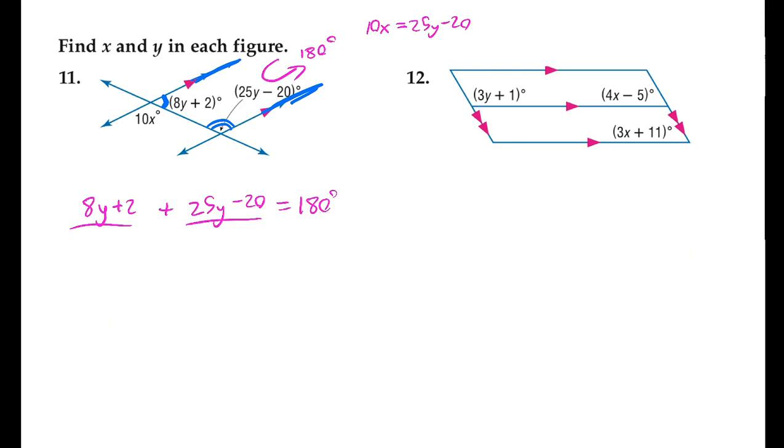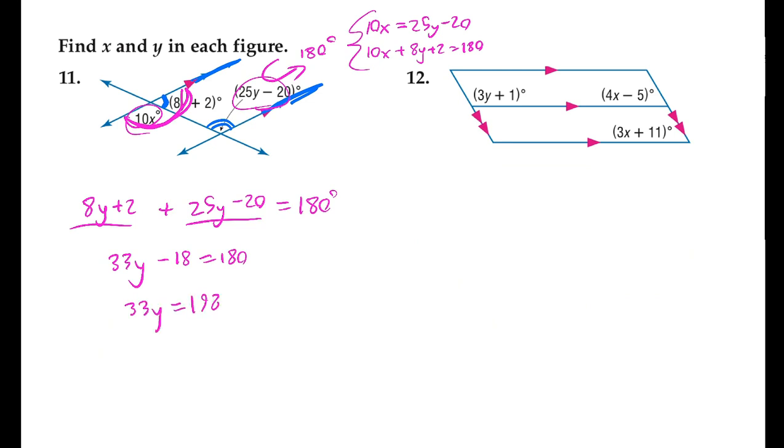And the second equation you would have to create would be 10x plus 8y plus 2 is 180. Because you go, okay, well, this and this are equal, and these two make a linear pair, and yeah, you could solve that system of equations, but that's not the elegant approach here that precisely gets right away to one equation with one variable. So I chose the better strategy here, and then we get, okay, so 33y minus 18 equals 180. That's 33y equals 198. That's y equals, so let's see, that's 6 of those. Yeah, 6 of those, okay?